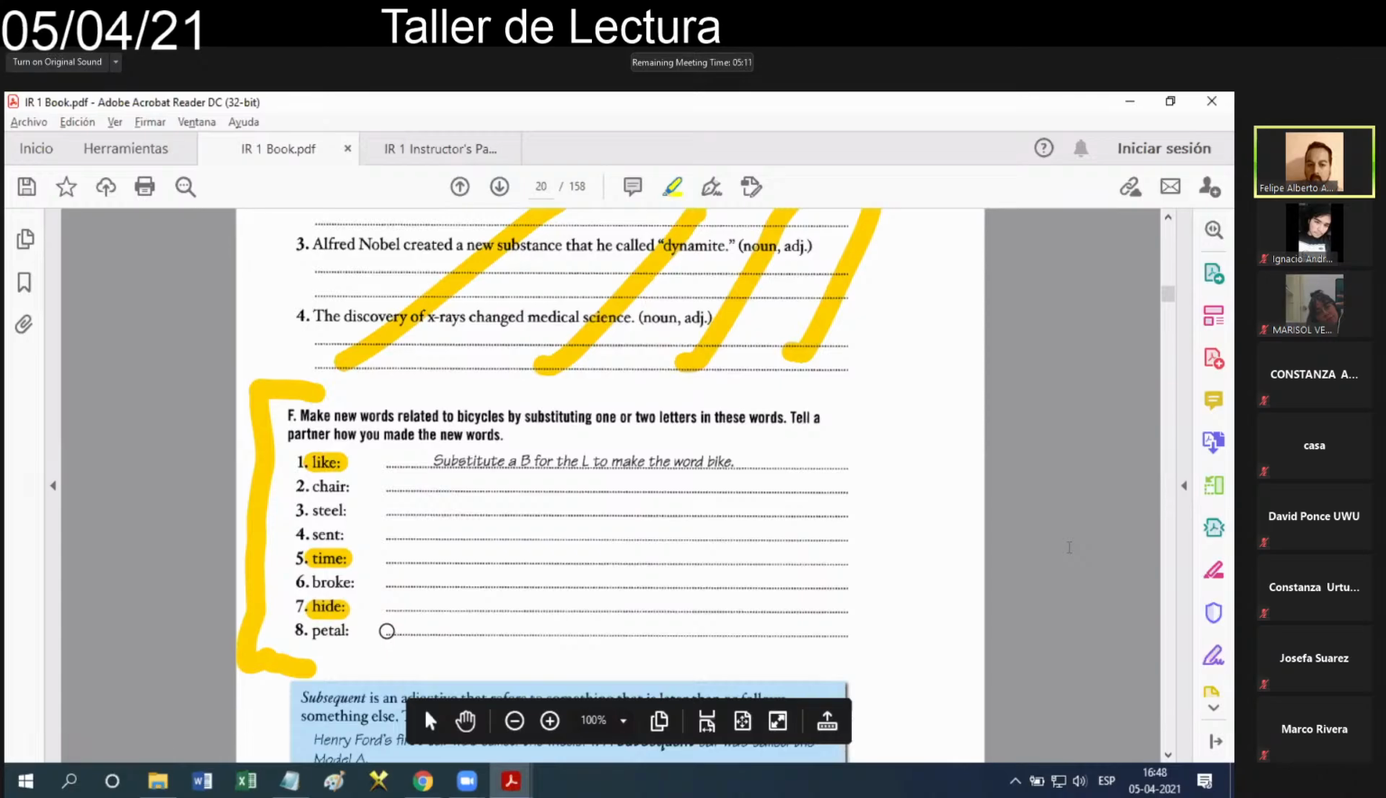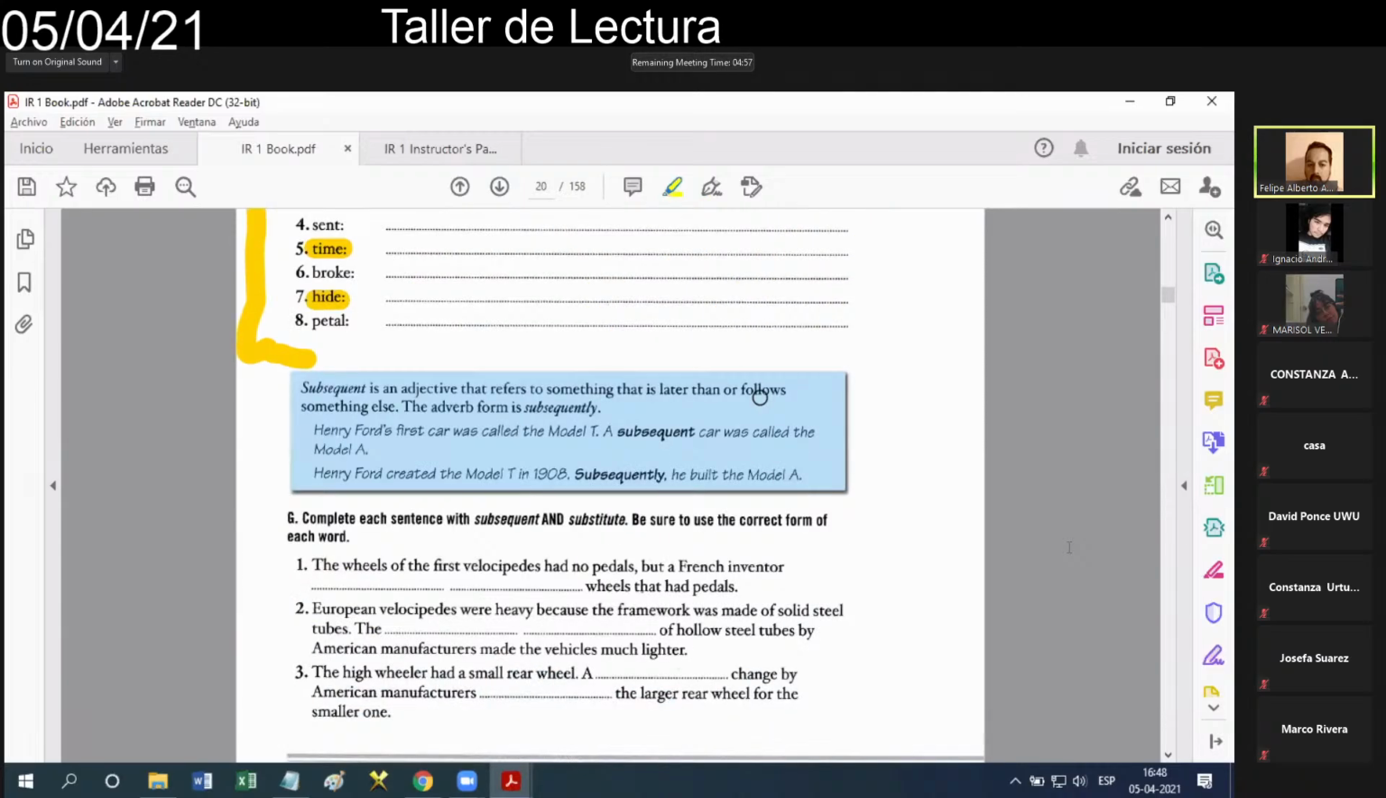Petal for pedal. Yeah, pedal. Yeah, great. Pedal. Petal, pedal. Great. Listen to me. Continue.